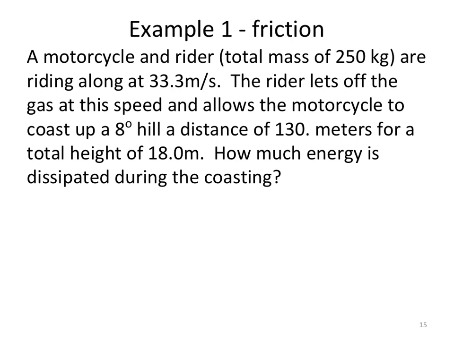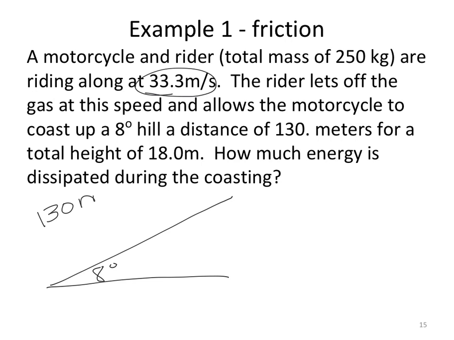Okay, so I'm not going to plug in the numbers because I don't have my notes with me, but let's say we're riding along on a motorcycle at 33.3 meters per second, and we're coasting up a hill, an 8-degree hill here. Distance of 130 meters. Total height of 18 meters. How much energy is dissipated during the coasting?